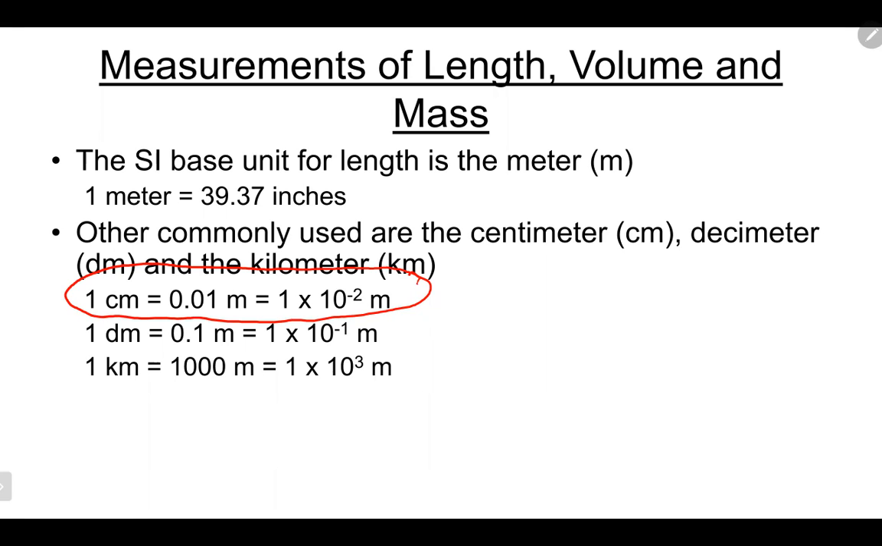Centimeters and meters are converted a lot in chemistry. 1 decimeter is 0.1 meters. Another one that we see a lot is the kilometer to meter. Definitely that conversion comes up a lot. There are 1,000 meters in 1 kilometer, or 1 times 10 to the 3 meters, which is written in scientific notation.